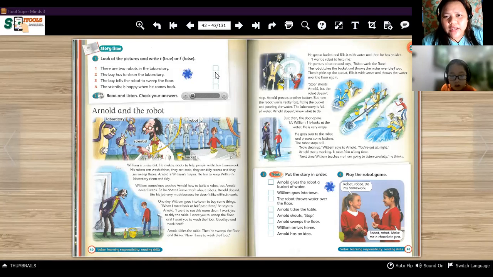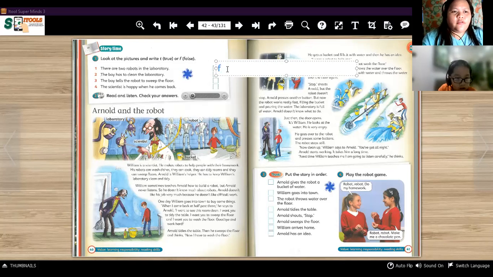Can you write there? Are you using a laptop or computer? Can you annotate? Okay. Can you write like this? F. Okay. Go that way. Can you do it? Okay, wait a while.